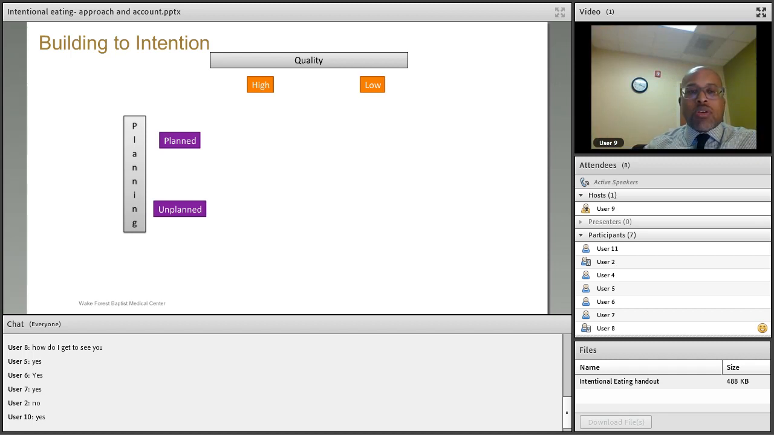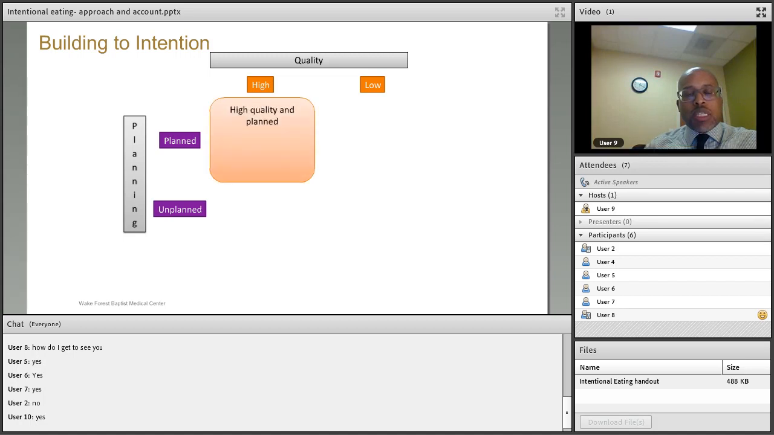All right, so here we go. We're going to have two axes. On the horizontal axis, we're going to have quality, the quality of what we're eating. And on the vertical axis, we're going to have the planning involved in that eating episode. Quality ranges from high to low. We're just going to cut this into two categories. Certainly there can be a range, but for simplicity, it's either high quality or low quality food. And on the vertical axis, we've got planning. This is either planned eating or unplanned eating.